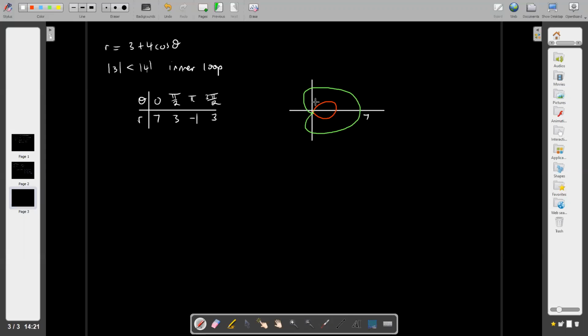We've just worked out that when theta is 0, we've got 7. When it's pi, when it's turned to here, it's -1, so that'd be 1 in length on the other side. And here we've got the 3 and 3. So there we have our inner loop limacon.